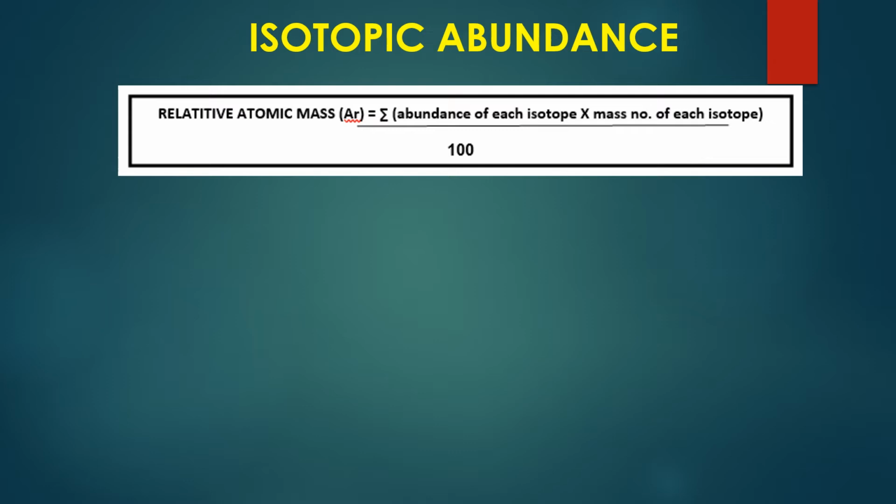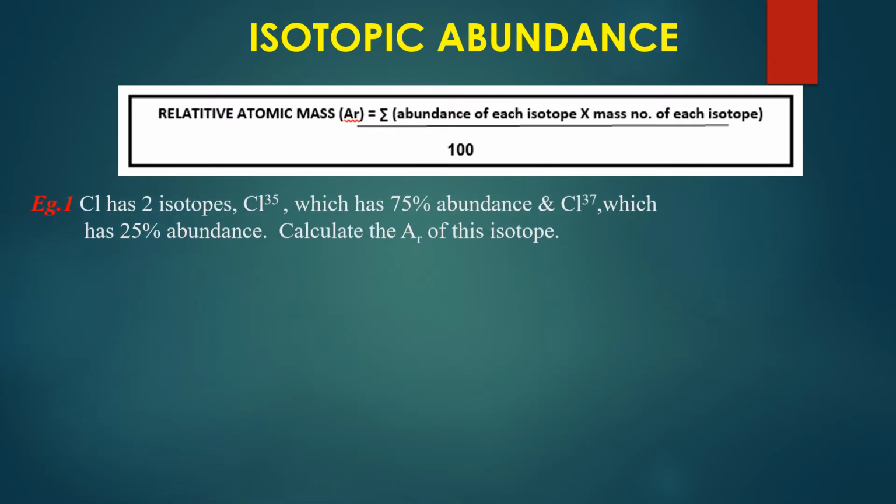So let's look at an example and try to understand how we are going to use this formula. In example number 1, we have chlorine existing as two isotopes, chlorine 35 and chlorine 37. Chlorine 35 has 75% isotopic abundance, while chlorine 37 has 25% abundance. From this data, we are supposed to calculate the relative atomic mass of chlorine. So, the first thing we do is write the formula down, and then we substitute in the values.